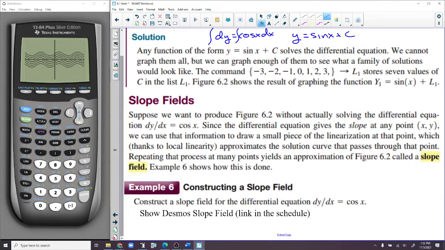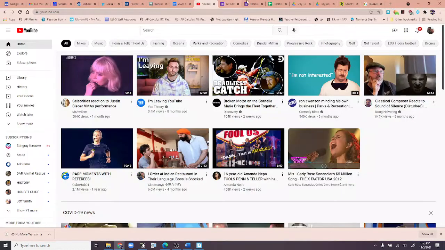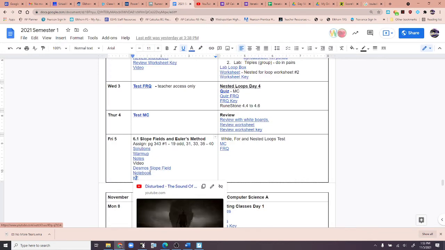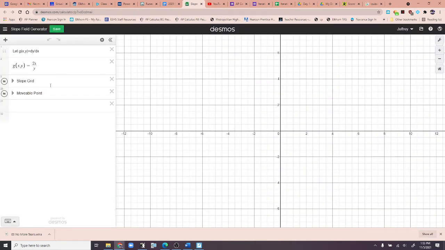Slope fields. Constructing a slope field. And speaking of powerful, Desmos does a lot of things. I'm still shocked that it's free, but it is. You don't have to do this right now, but in my schedule I have a link for Desmos slope fields, so that we don't have to sit here and create them all the time. We can talk about them.